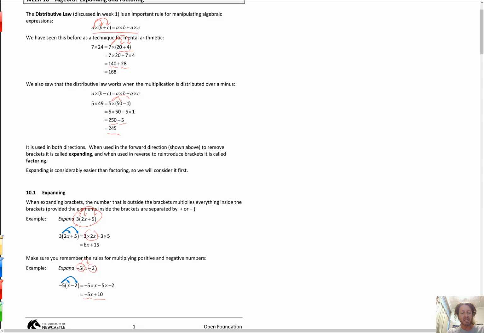Basically what a negative out the front of the brackets does is change the sign of everything in the brackets. We used to have inside the brackets a plus number and then a minus number. After multiplying everything by this minus, we've got a minus number and a plus number. Well, that's what minuses do. Minus plus gives a minus, and minus minus gives a plus. Minus changes the sign of things. So hopefully that's okay. That's a revision of where we've been before.